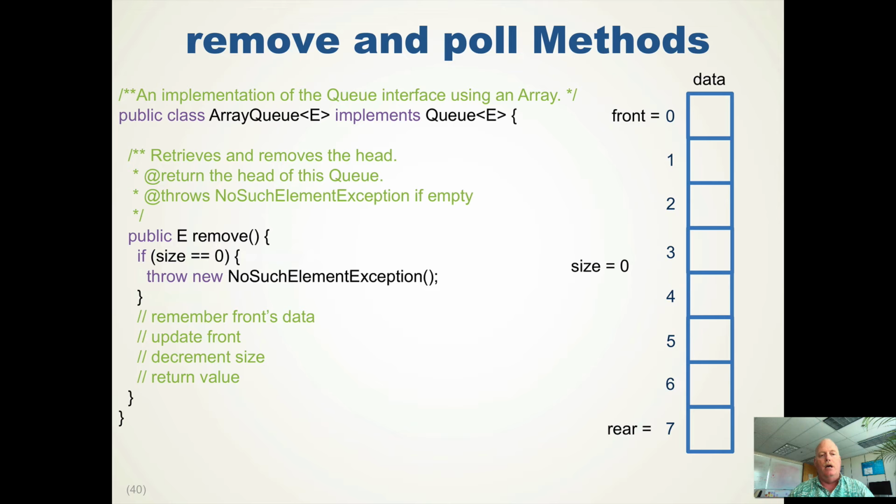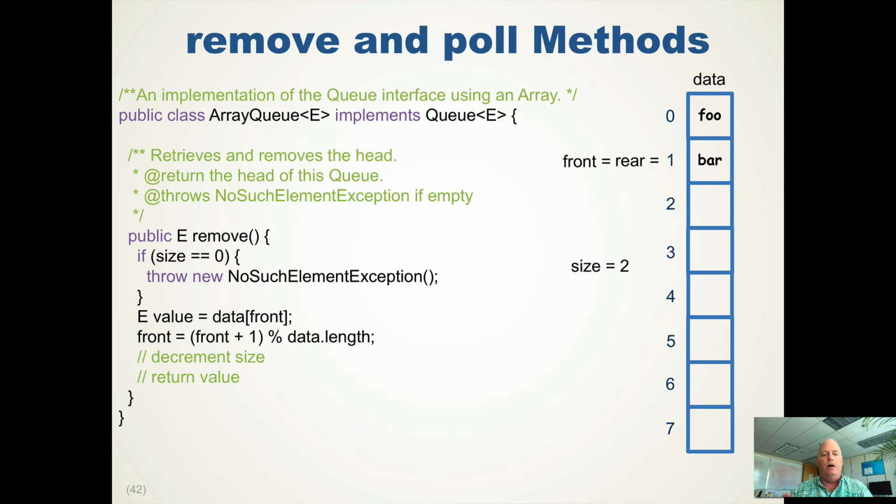So we check to see the size. It's not 0. If it is 0, we throw our exception. Then we need to remember the value, so we just grab the value out of data at front. We update front, and again, we're doing the +1 mod the data length, so that would give us the circularity. And then we decrement the size, because now there's only one item in our example. And then we can return value to say that was what was at the front. We've now updated our queue, so front is pointing to the front of the queue, rear is still pointing to the rear of the queue, and we have one item in our queue. And the big O of that, again, is 1 because we just accessed the array and did some math.